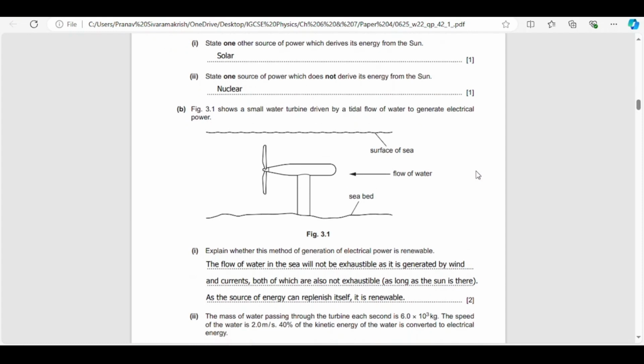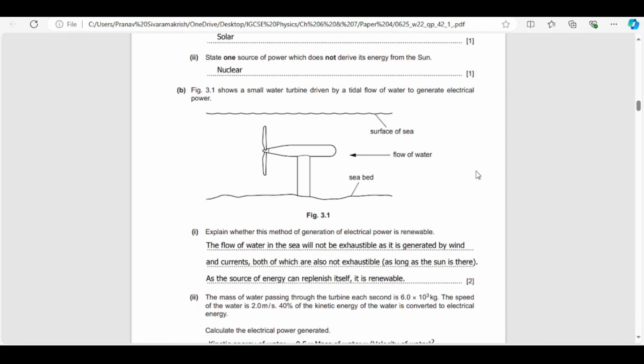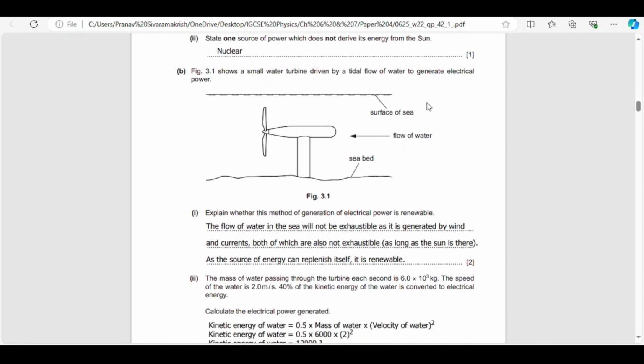Part B goes, figure 3.1 shows a small water turbine driven by the tidal flow of water to generate electrical power. That's the surface of the sea, there's a seabed, you've got a turbine here, and then you've got the water flowing that way. Explain whether this method of generation of electrical power is renewable. So it is a renewable source of energy because the flow of water in the sea will not be exhaustible as it is generated by wind and currents, both of which are also not exhaustible as long as the sun is there. As the source of energy can replenish itself, it is renewable.